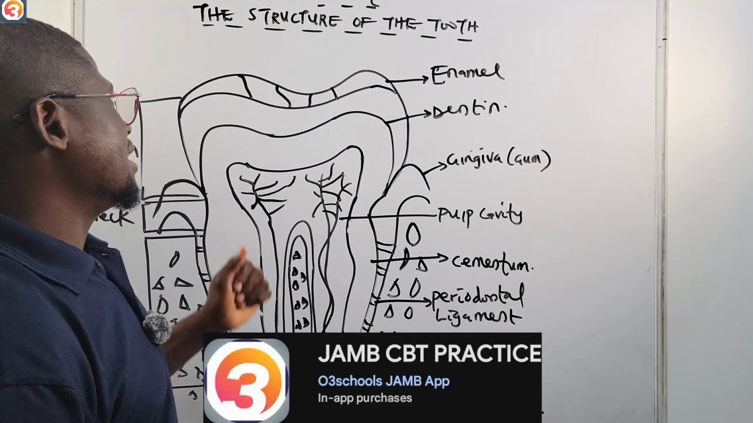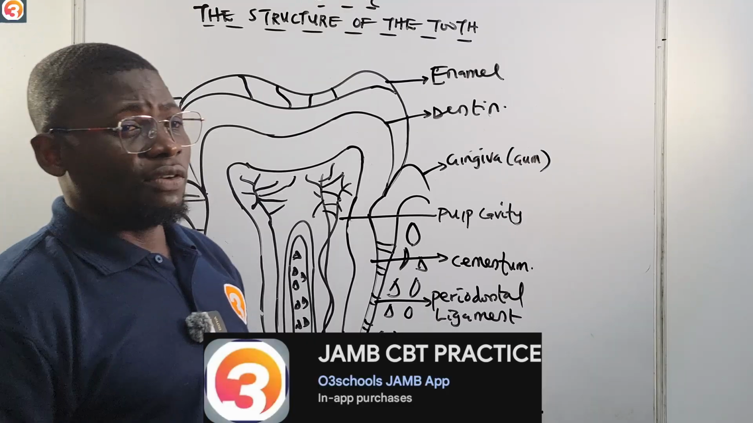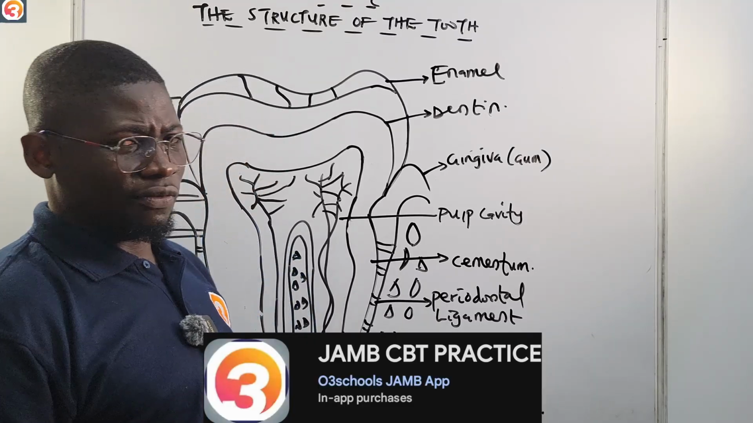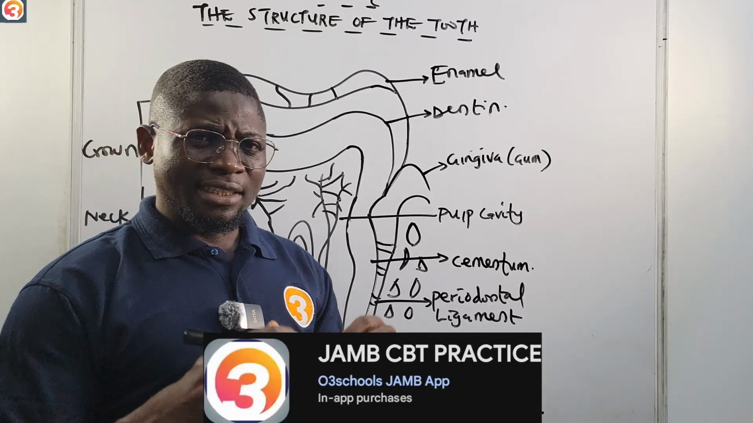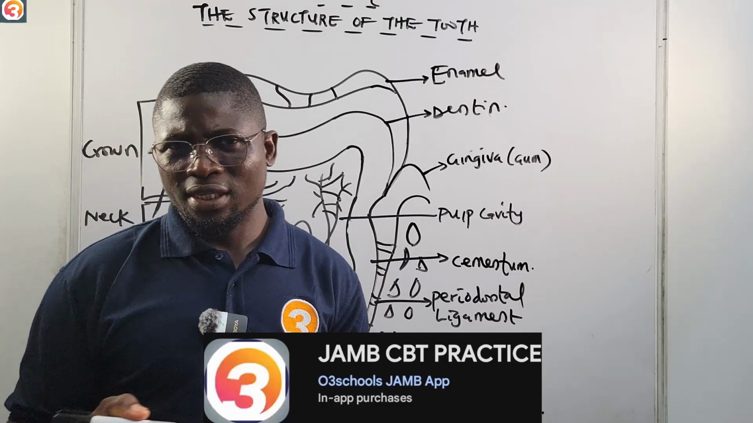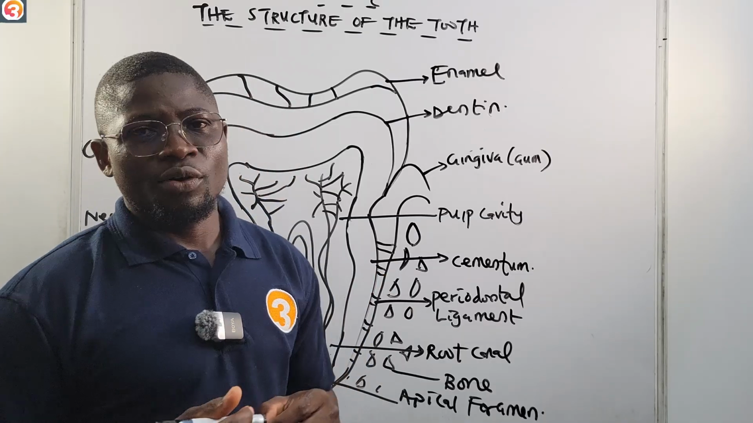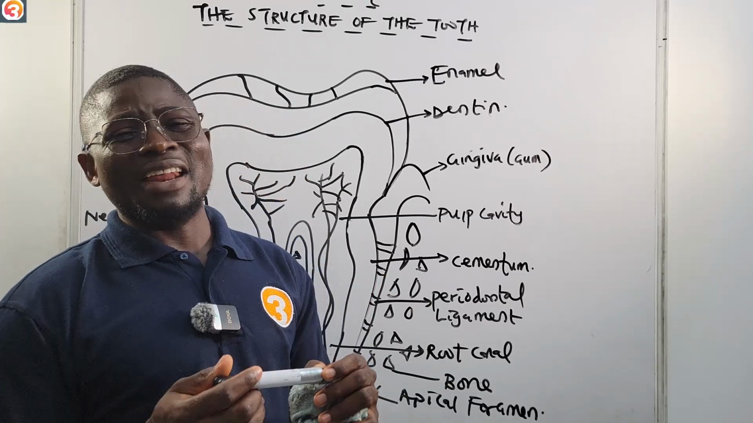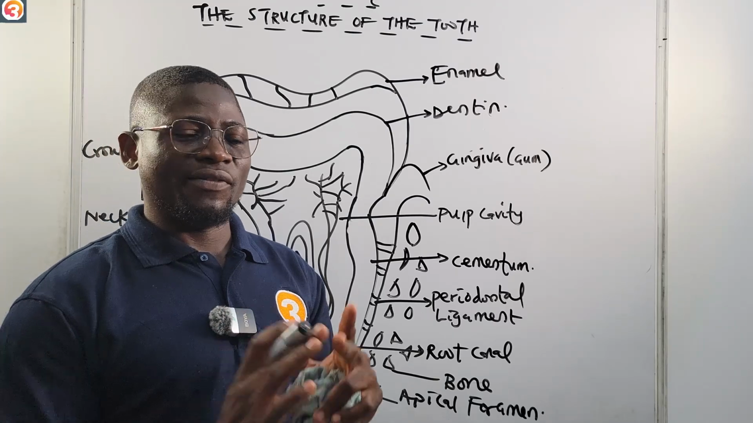All right, so let us look at the structure of the tooth today. And of course, the first thing we should take note of is that the tooth and the bone look similar in appearance, but they are very, very different.